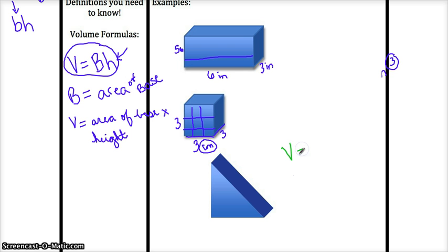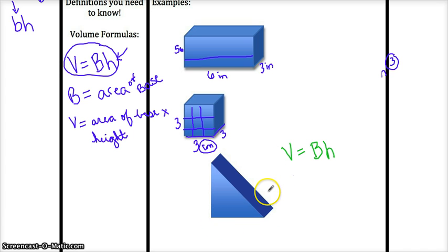Okay, so we have volume equals, remember the capital B means area of the base, and the H is for height. So when you're looking at this shape, which side is the base? Take a moment and think about it. Right now, even though it's sitting on this side, I can tell you this is not the base, and there's a very specific reason why.